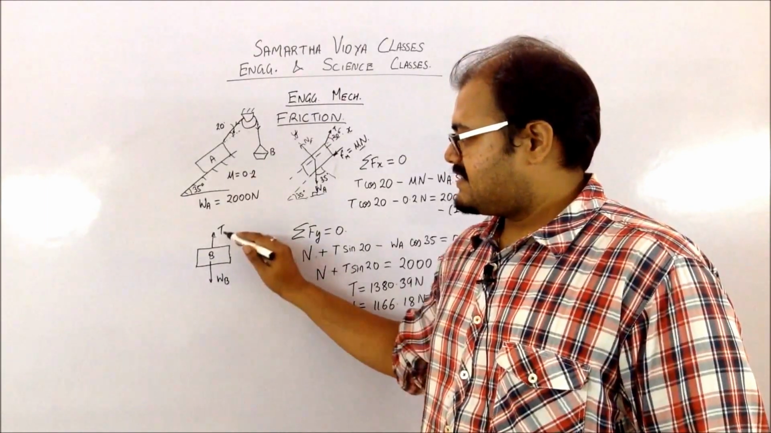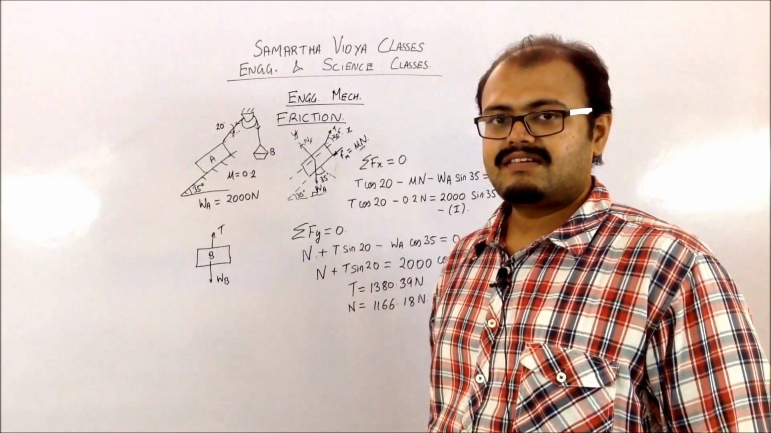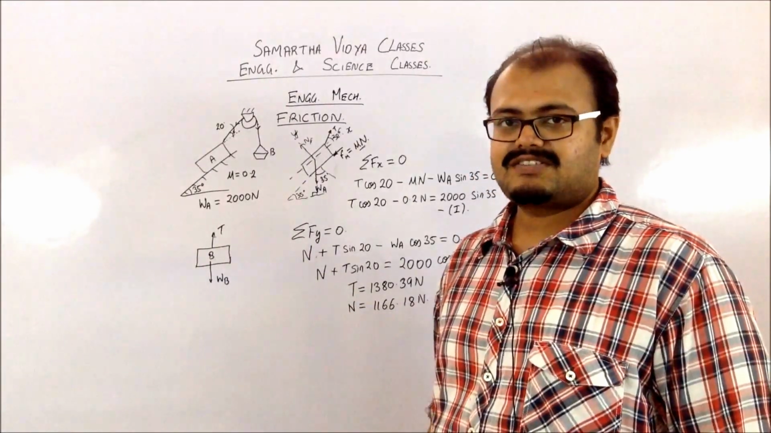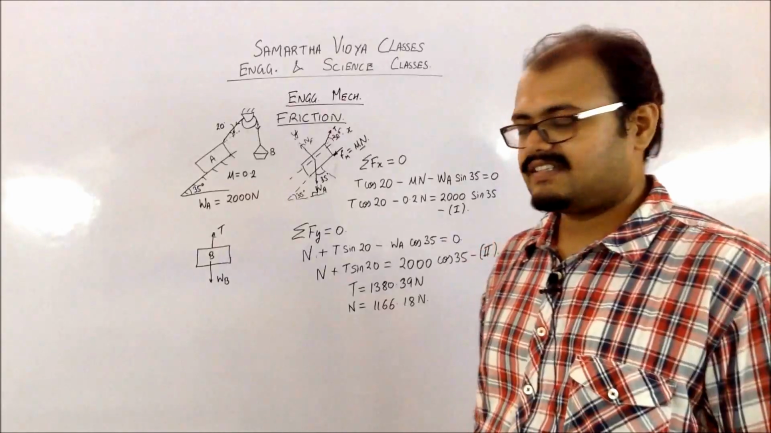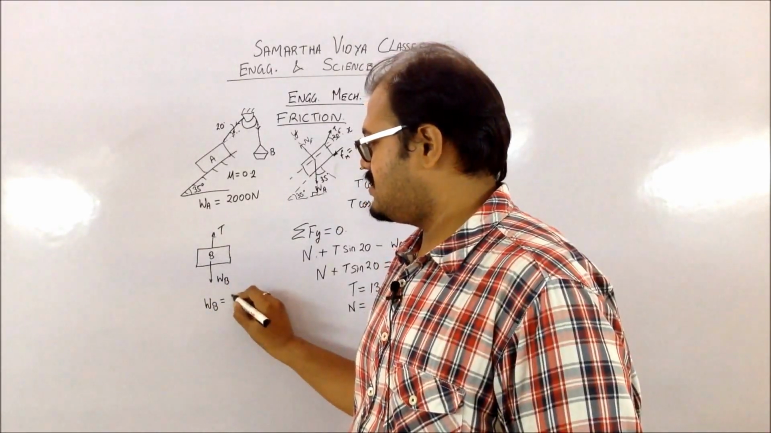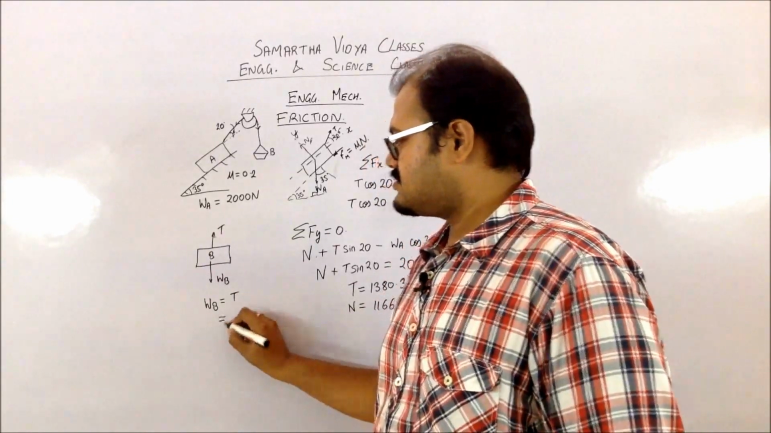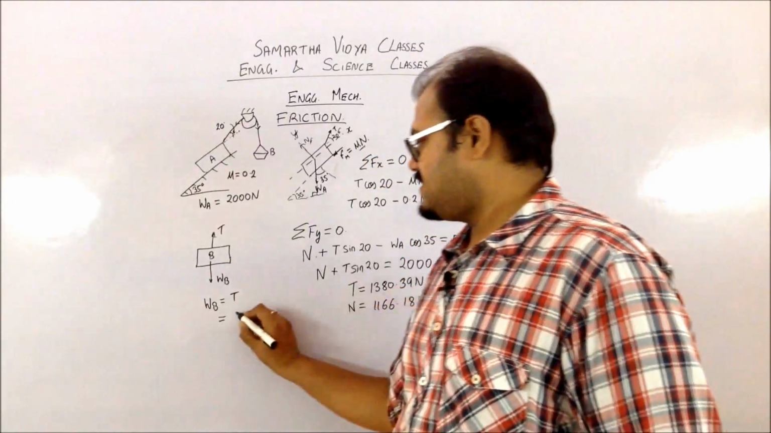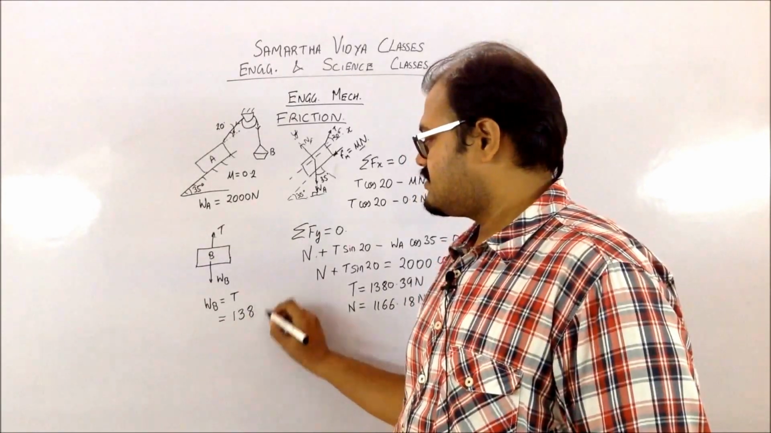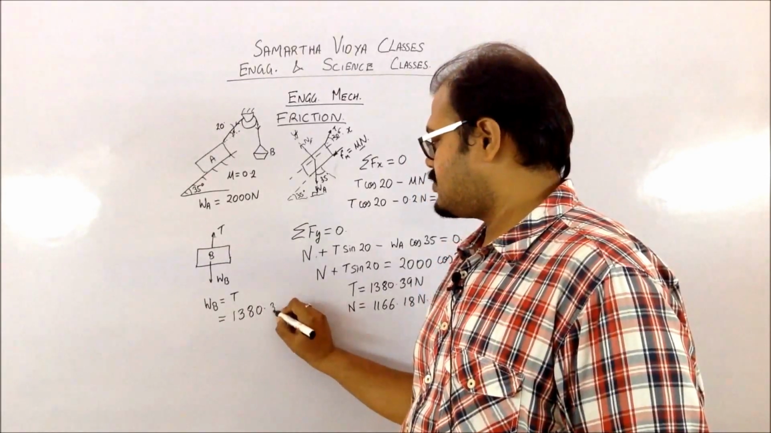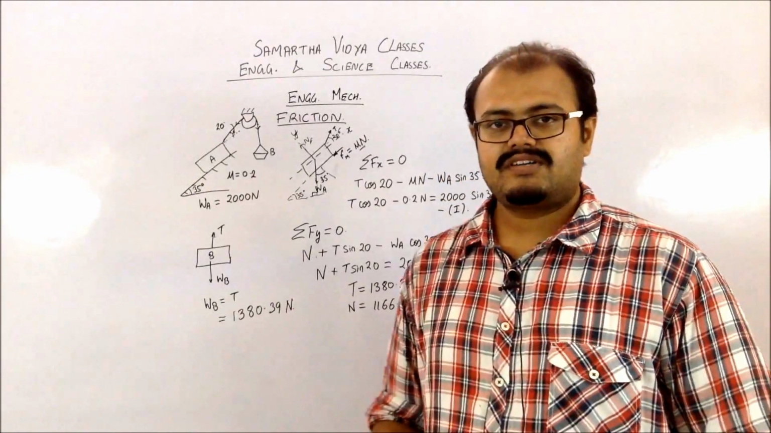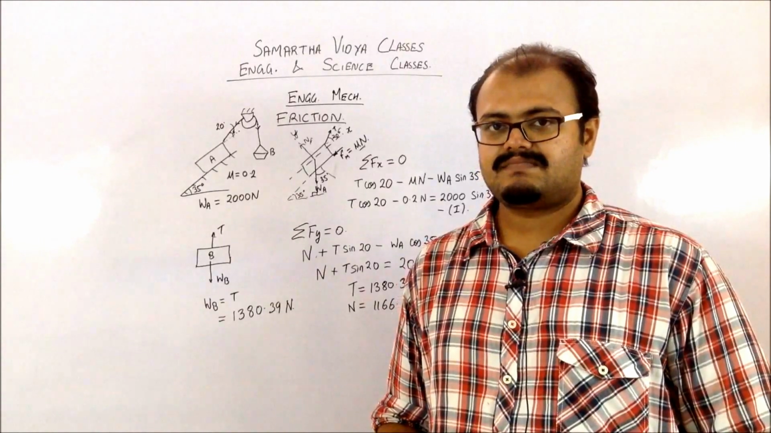So what you can see is there are only two forces, which are opposite to each other. So if you take directly your summation Fy in this case, which is equal to 0, you will get your Wb is equal to T. So your Wb, that is the weight of B, should be 1380.39 newtons. So this is what you need to find out in this particular sum.